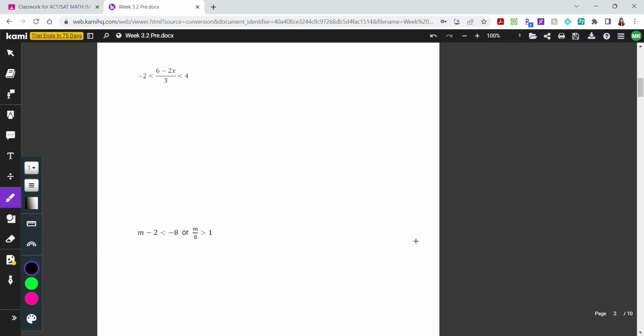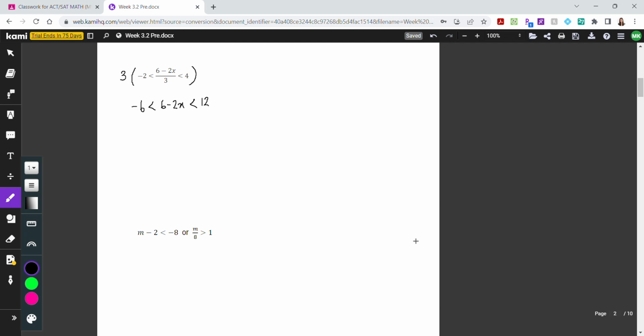Now for the next one. Oh, look, we have our variable smooshed in the middle. No fret. In this case, if you do something to one side, you need to do it to the other sides at the same time. So the first thing we're going to do is get rid of the fraction by multiplying the entire thing by its reciprocal, which is just 3. That gives us negative 6 is less than 6 minus 2x is less than 12.